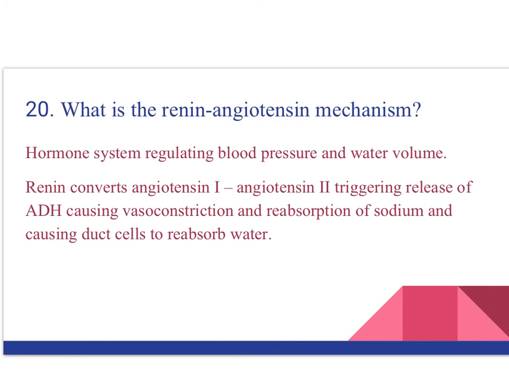The renin-angiotensin mechanism kicks in when our blood volume is low, our blood pressure is low. The enzyme renin is released from the kidney. It converts angiotensin 1 to angiotensin 2. Hopefully in the word angiotensin you see angio, which means vessel, and tense. So you're creating more tension. In other words, you are vasoconstricting the blood vessels. So that alone will allow the blood pressure to go up.